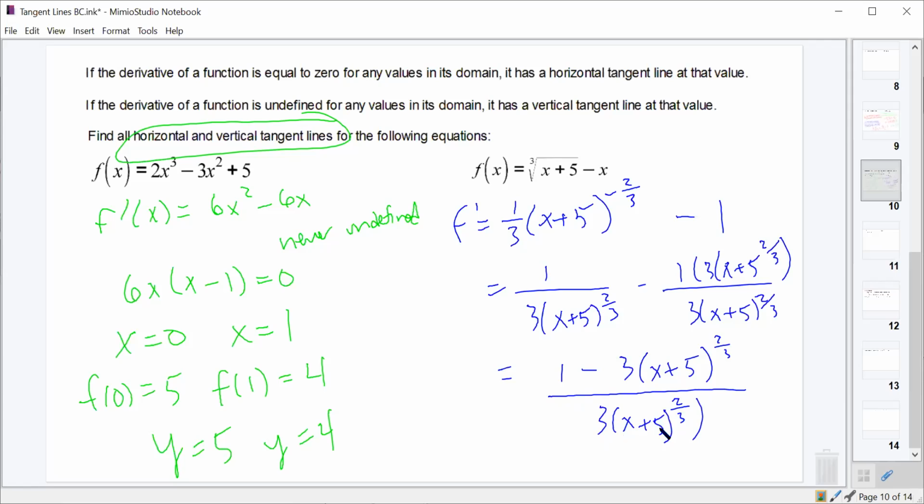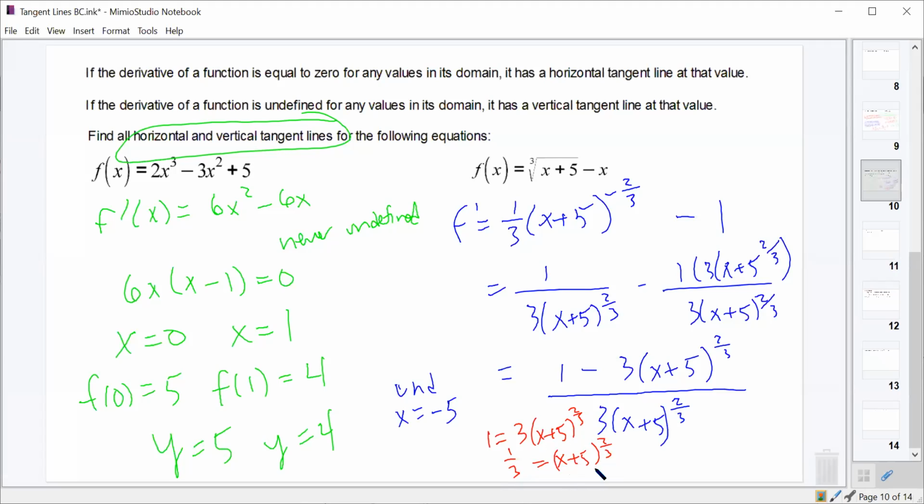And when is this undefined? When x is negative 5. And that would be the vertical tangent line. And when does it equal 0? When that numerator equals 0, right? We also need to figure out when 1 equals 3 times x plus 5 to the 2/3. Well, that'd be when 1/3 equals x plus 5 to the 2/3.